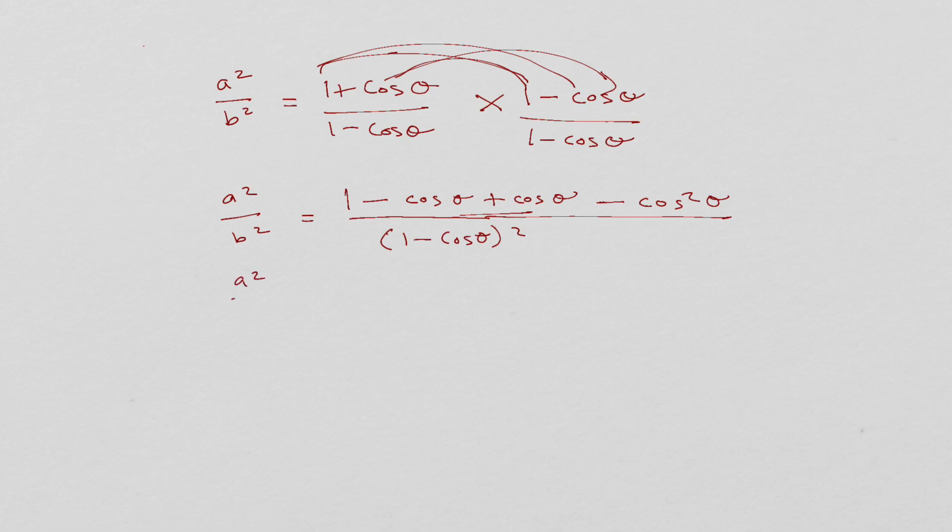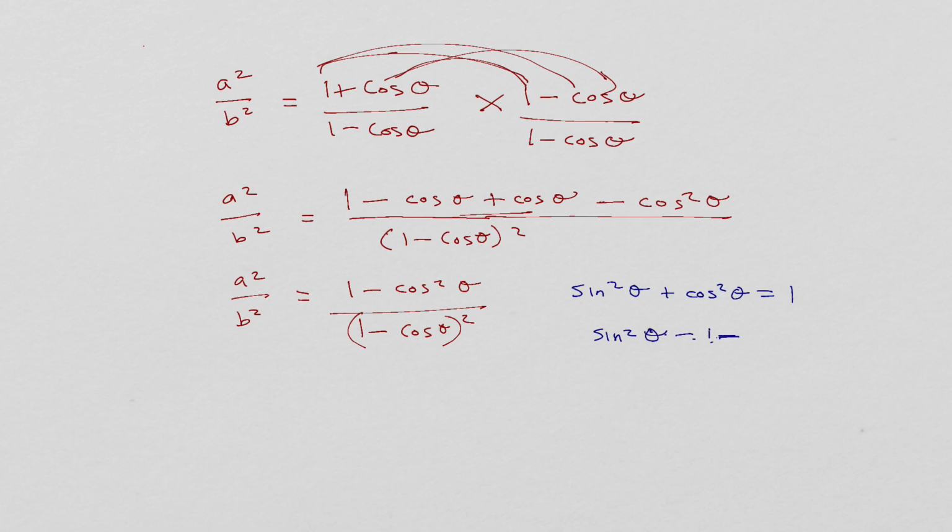So I've got a squared over b squared equals 1 minus cosine squared theta over 1 minus cosine theta squared, which are not the same things, you may notice. So we could square root the a and the b and the bottom, but we still can't square root the top. And this is when you're going to use your trigonometric identity. And we know that sine squared theta plus cosine squared theta equals 1. Therefore, sine squared theta is equal to 1 minus cosine squared theta.